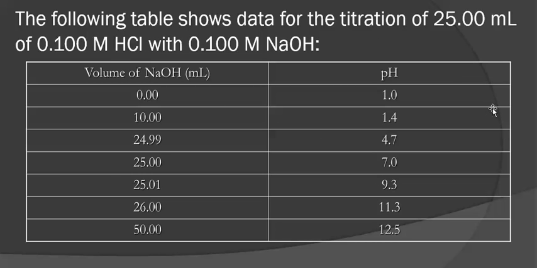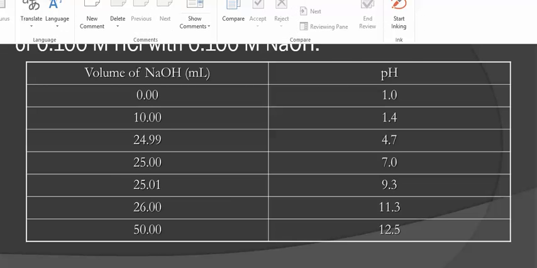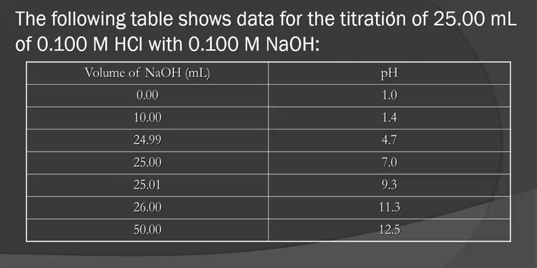Here's a table that shows data for this titration, and what I want you to notice is right around the equivalence point. The equivalence point is 25 mL of NaOH. But right around the equivalence point, the pH changes drastically. At 24.99, the pH was 4.7. At 25, the pH is 7. And at 25.01, the pH jumps up to 9.3. So the pH changes drastically right around the equivalence point.